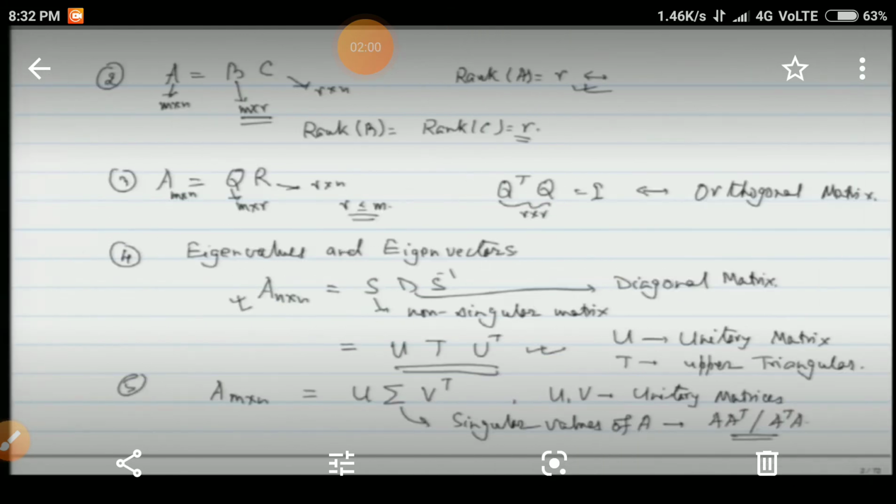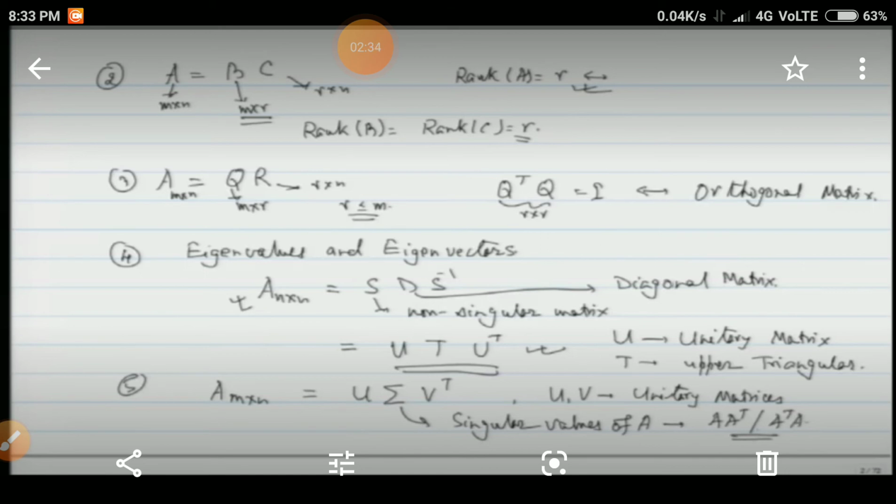The second model is where A is an m by n matrix, B is an m by r matrix and C is an r by n matrix. Here we consider the rank of B to be equal to the rank of C, equal to r, and finally we say that the rank of A is also r. That is another way of writing A as the product of two matrices BC, in which the ranks of A, B, C are all equal.